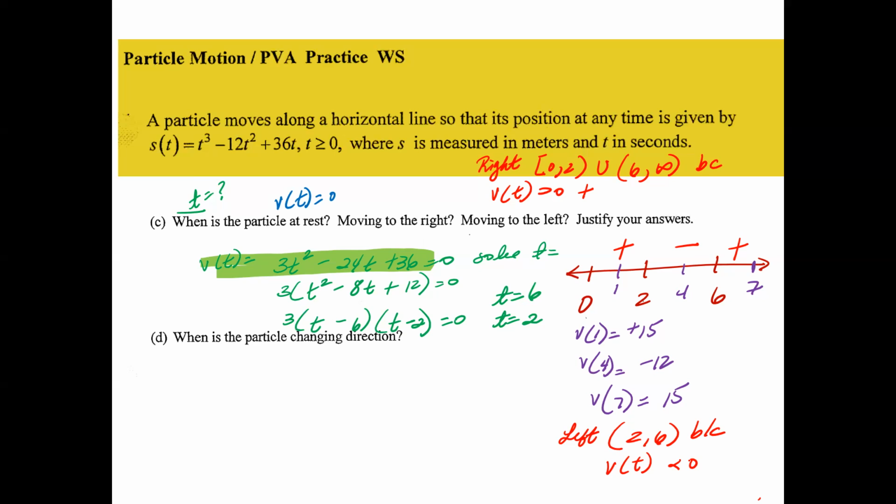Okay, I'm going to have you guys go ahead and take a look at the next part, which is D. And take a look at D, E, and F.